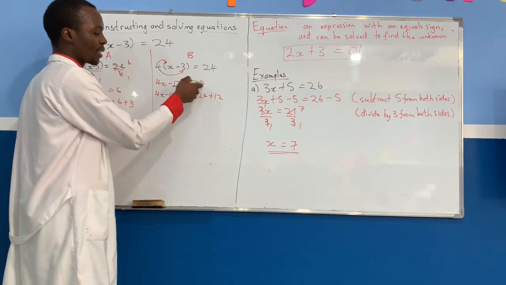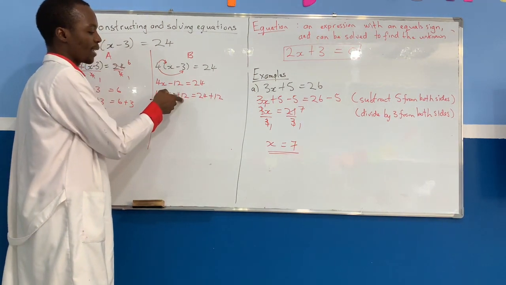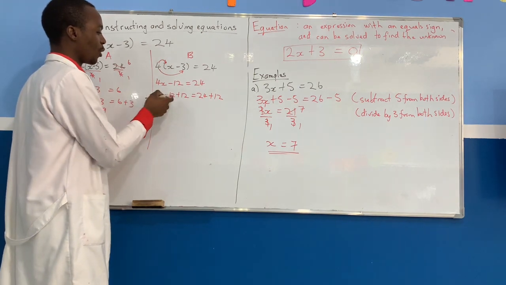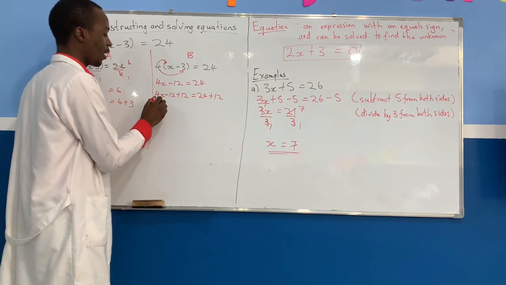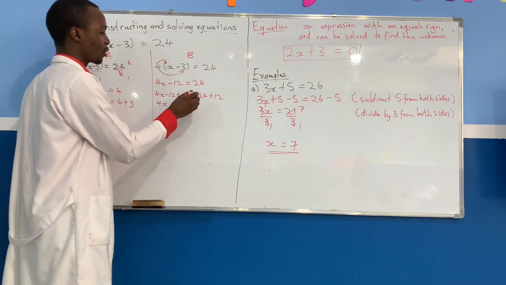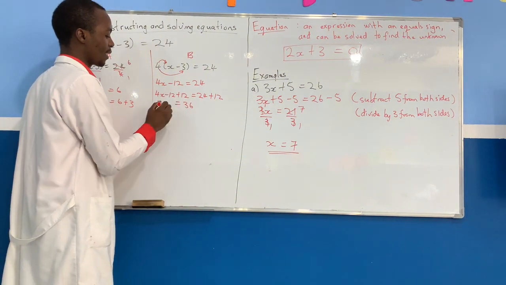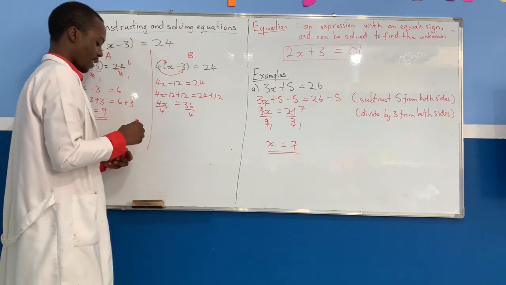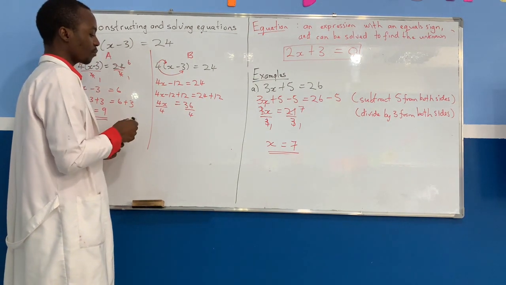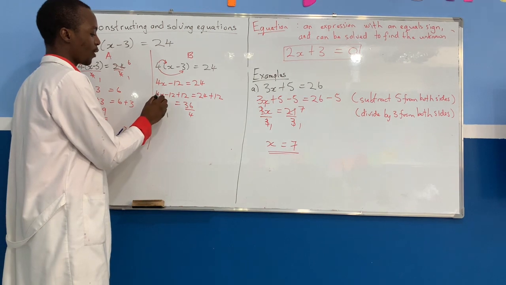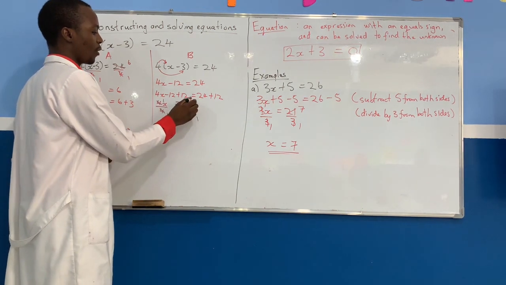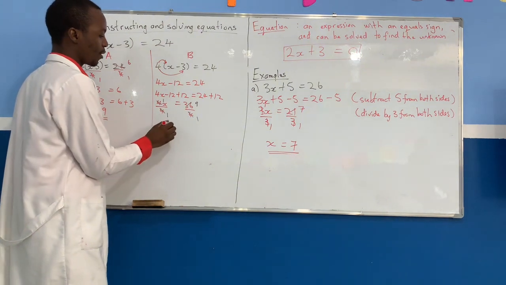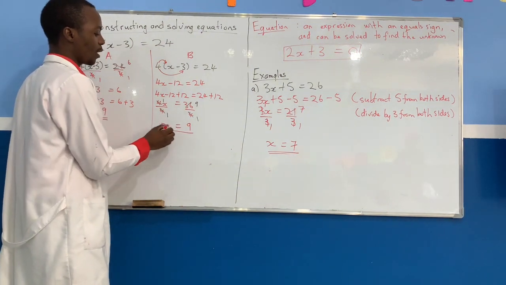Then these 12s will cancel each other out. Remember the seesaw example, so no worry about those. Now we continue. 4x minus 12 plus 12 gives us 0, so it will be 4x equals 24 plus 12 equals 36. We divide both sides by 4, so that we remain with x on one side. 4 into 4, 1; 4 into 36, 9. So x is equal to 9.